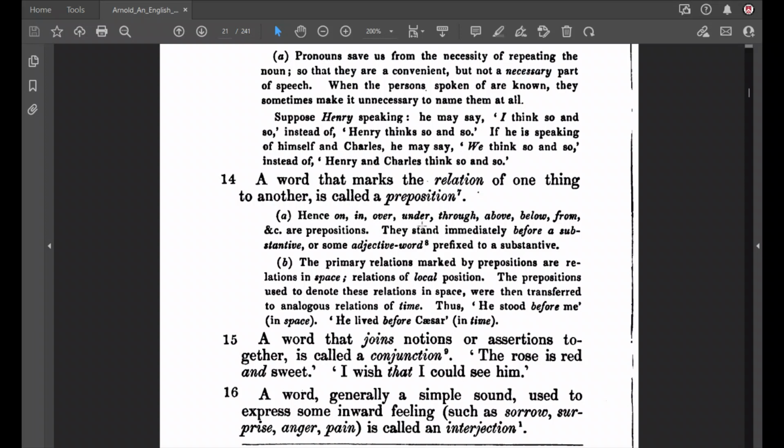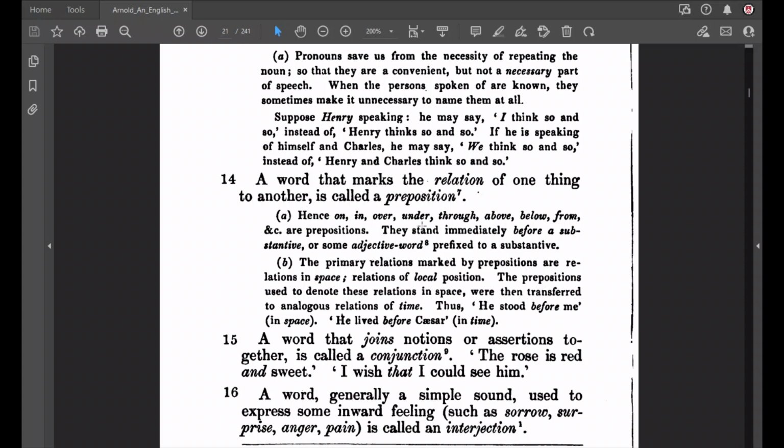I drove through the city. I drove around the city. I drove on a bridge over the city. I drove through a tunnel under the city. All of those words express relations between the car and the city. Those are prepositions. They stand immediately before a substantive, and that's why they're called prepositions. They're positioned before the substantive.